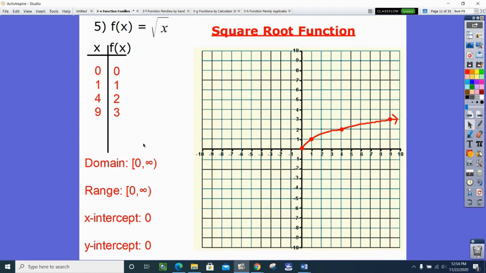Now, this time we're finally seeing a domain that is not everybody, because we're not going to put a negative as an input. So it starts at 0 inclusively and goes up to positive infinity. And the range is doing the same thing. And again, we're right at the origin for crossing the x and y axis. So the x and y intercepts are both 0. And that's the most basic square root function.